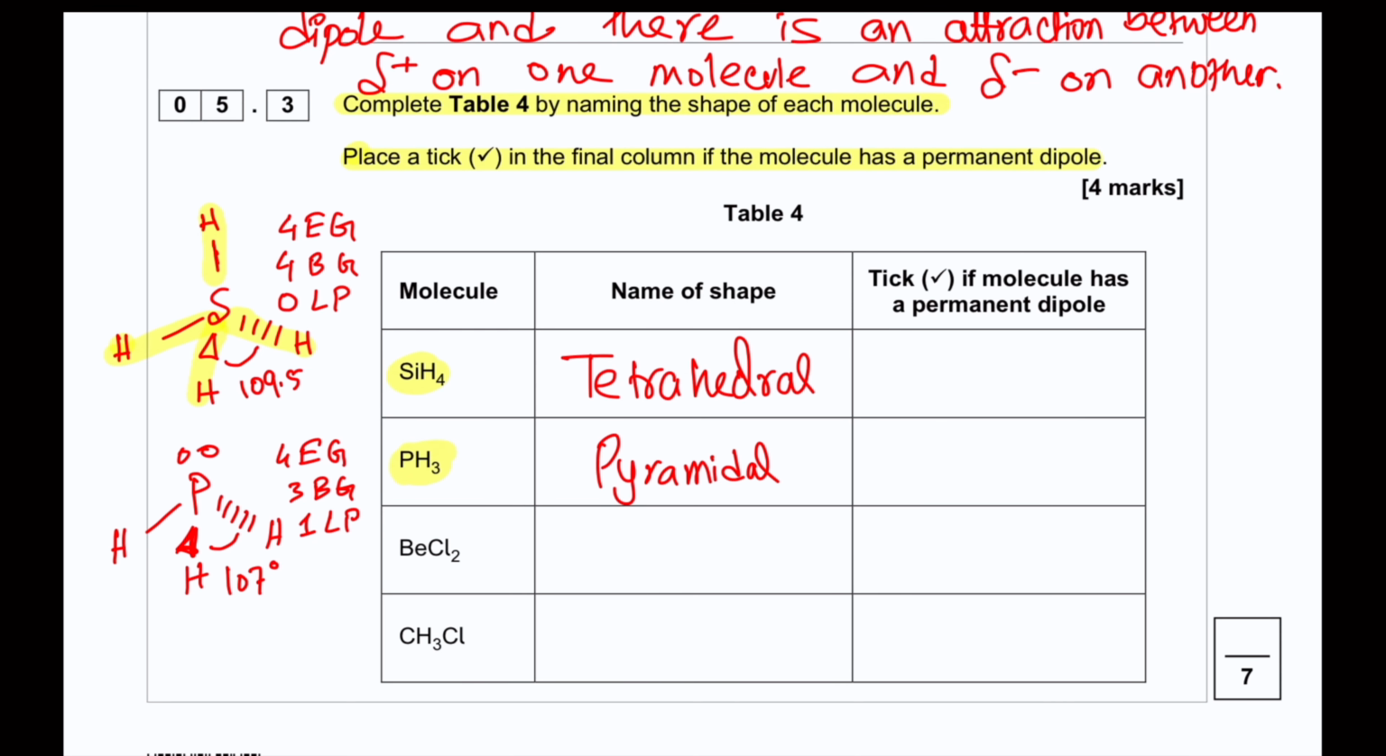And since it is pyramidal and there is a difference in electronegativity between hydrogen and phosphorus, the molecule is likely to be positive on this side and negative on this side. So this will have a permanent dipole.